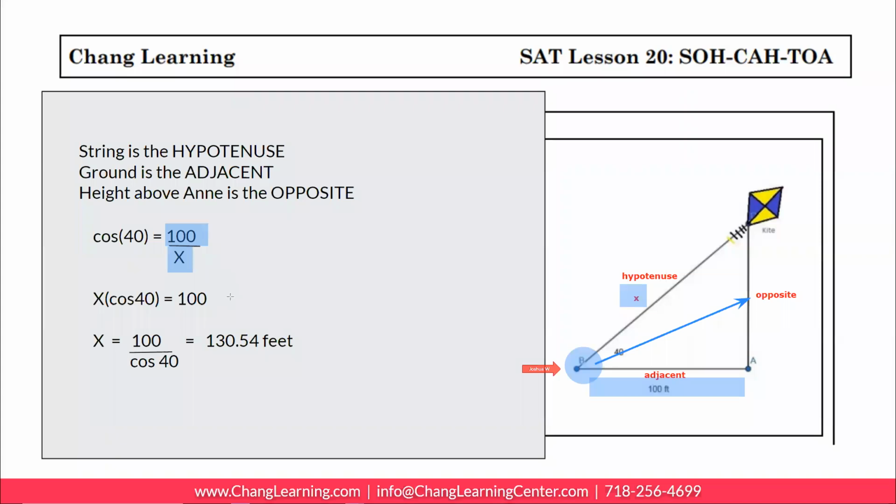Multiply both sides by x. So we have x cosine 40 is 100. Divide both sides by cosine 40. You use your calculator, and you'll get a value that's less than 1. 100 divided by the cosine of 40 is 130.5 feet. So the distance of string, which is longer, it's the long side, remember, so it needs to be over 100 feet, is truly 130.54 feet.